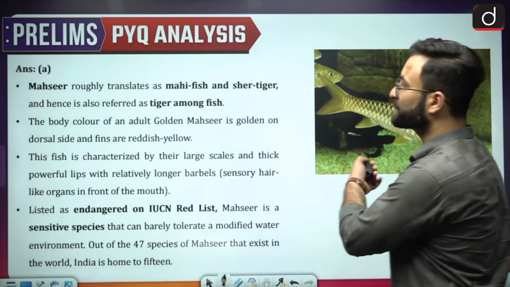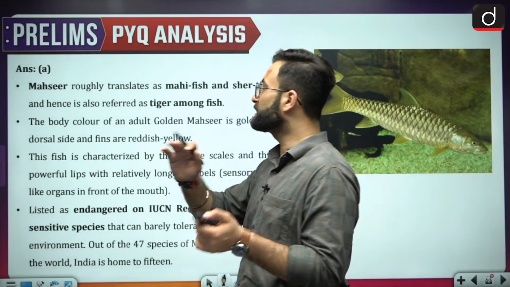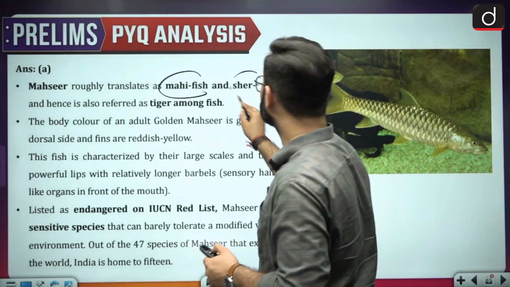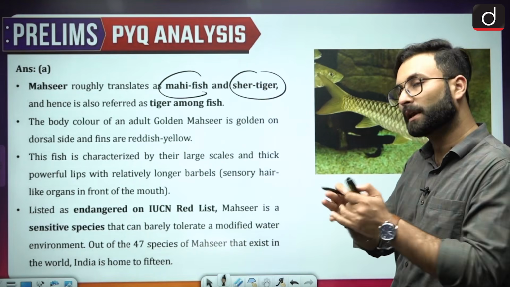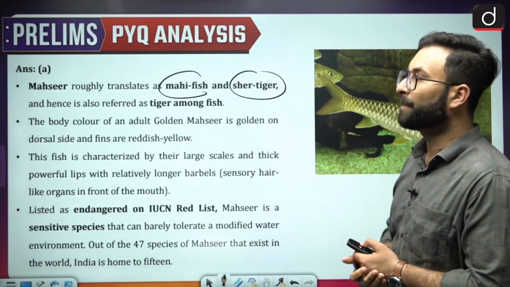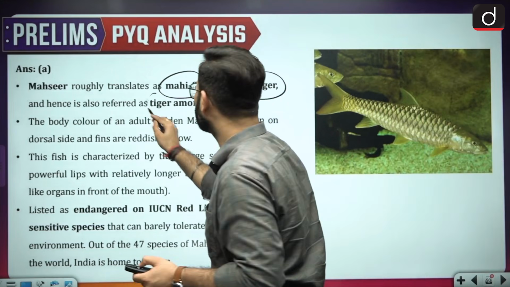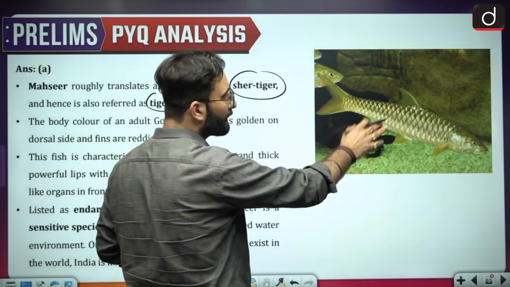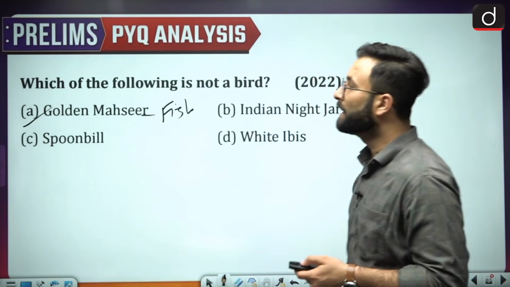We have taken a picture over here. Mahseer basically came out of two words, that is mahi, that is fish, and sher is like tiger. So something which is looking like tiger, that is called as the mahseer, or you can say this is called as the tiger among the fish. Okay, so here you can say they are having the large scales and the golden color is there. That is why it is called as the golden mahseer.